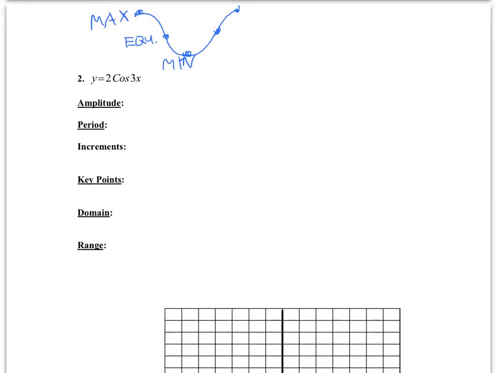Alright, this second video, we're going to do the same thing, except we're going to graph cosine. And this one, we are going to change the amplitude and the period. Now, here's the main thing to remember. You see I have it written down. The cosine, we're only going to graph one cycle or one period of it.